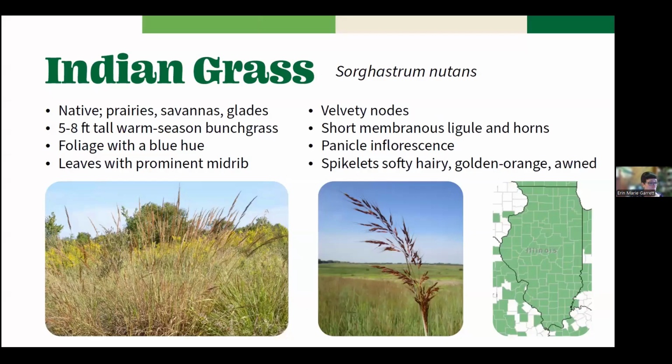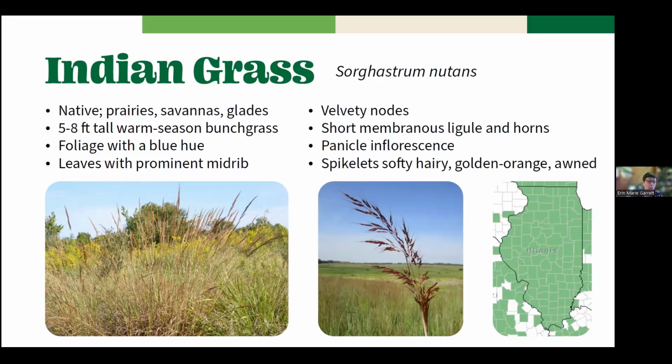Okay, we're going to move into our next one, which is Indian grass. This is kind of the second quintessential tall grass prairie species that we find, along with Big Blue. So Sorghastrum nutans. It's the only grass in its genus in Illinois, so nothing that looks super, super similar to it. You're going to find this in the same places as Big Blue, prairies, savannas, glades, same height, same kind of general growth pattern. So warm season bunch grass. It is another one that can spread pretty aggressively and fill in an area.